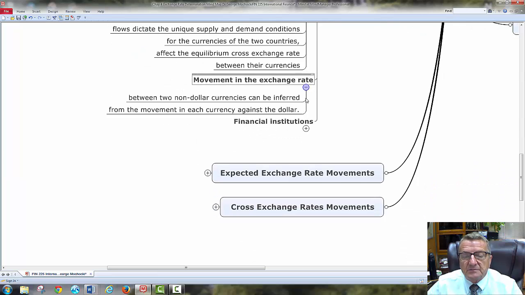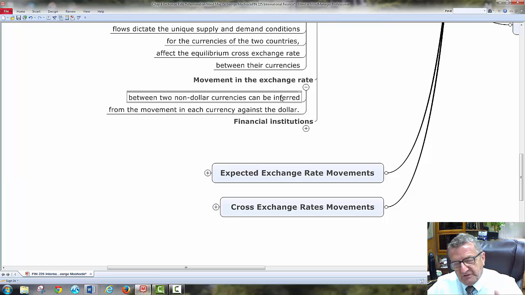Movement in the exchange rate between two non-dollar currencies can be inferred from the movement in each currency against the dollar. What does that mean? Look at the movement in the exchange rate. This is a summarization, which you should have picked up on. Strategically, what are they actually doing? All that verbiage I read, maybe a page or two, and examples and problems.